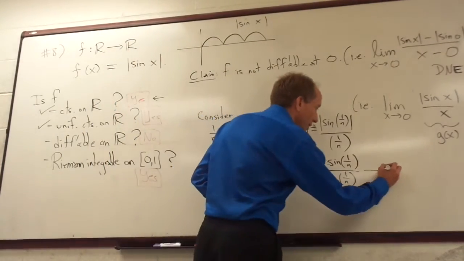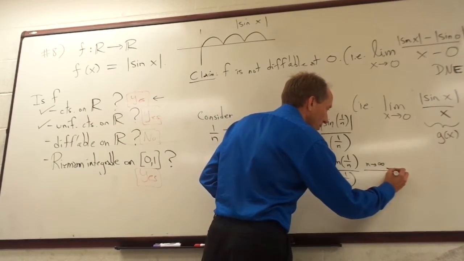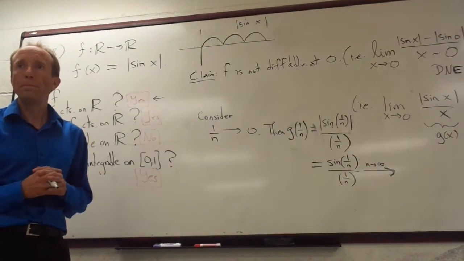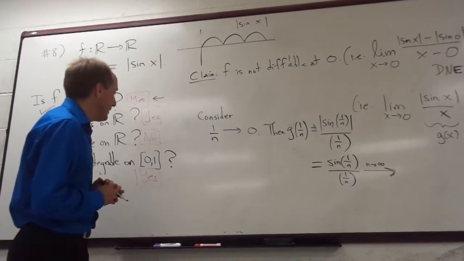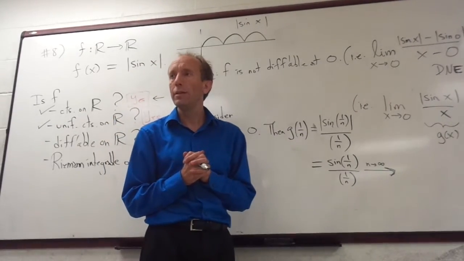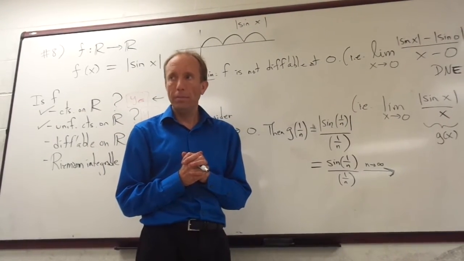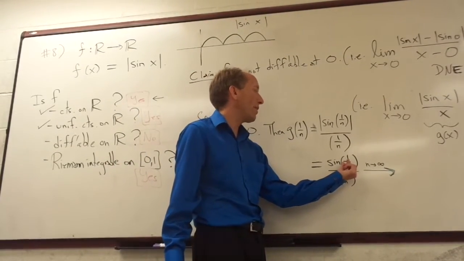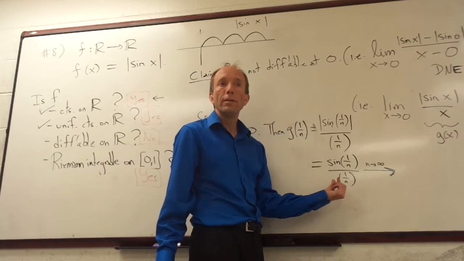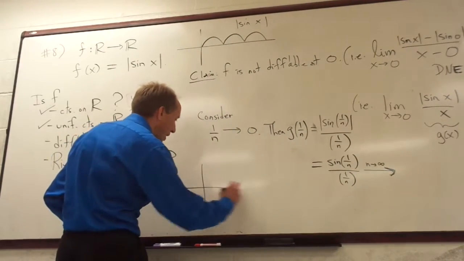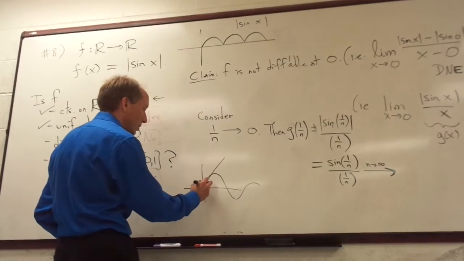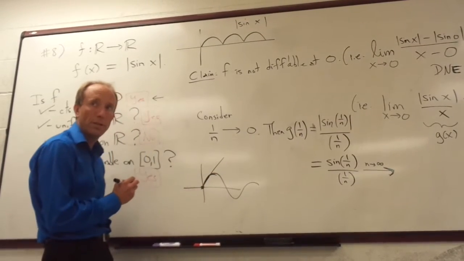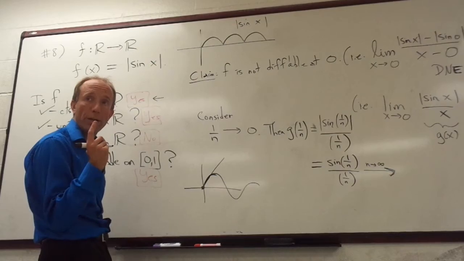So we have sine of 1 over n over 1 over n. As n goes to infinity, does anybody know what that converges to? It's the same one, right? You can do the substitution, and it's sine of x over x as x goes to 0. So sine of x looks like this, and x looks like this. What's the ratio right here at 0 of these two functions? It's just 1. Everybody agree with that?